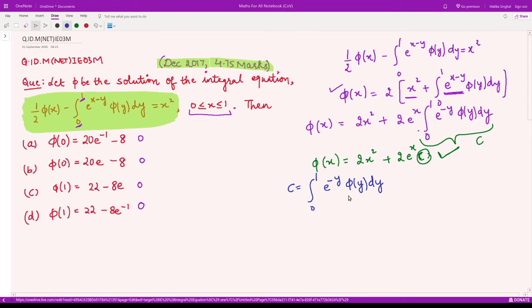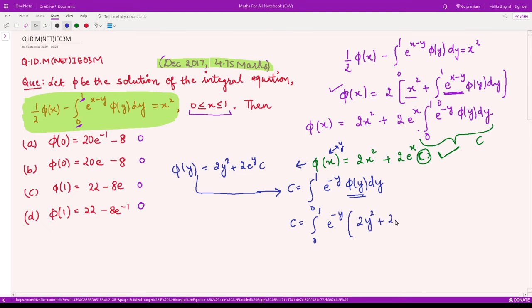Now here I have to substitute the value of phi of y in order to calculate this c. So what is our phi of y? So phi of y could be obtained from here. If I change the variable x to y, I have phi of y which is equal to 2y square plus 2 e to the power y into c. So let me substitute this value into this equation. So we'll have c is equal to integration from 0 to 1 e to the power minus y multiplied by 2y square plus 2 e to the power y into c dy. So this is our equation.